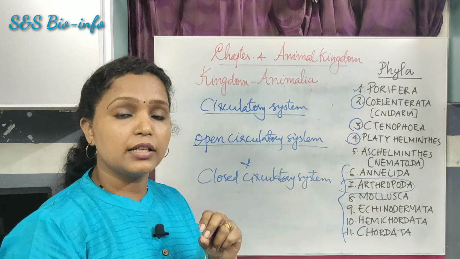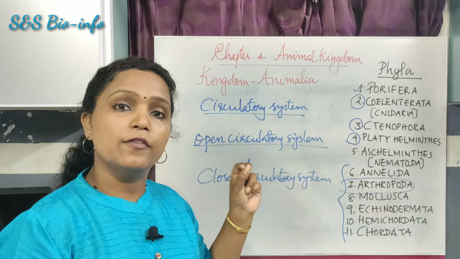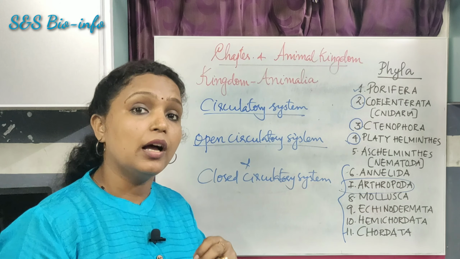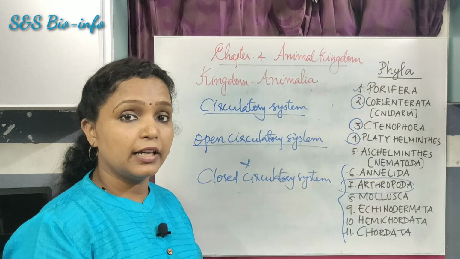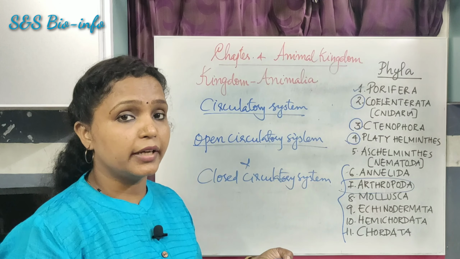The next one, closed circulatory system. It consists of heart and blood vessels. Blood is pumped from the heart and it is transported through the blood vessels and reaches the different parts of the body. It is found in the phyla like Annelida and Chordata, etc.